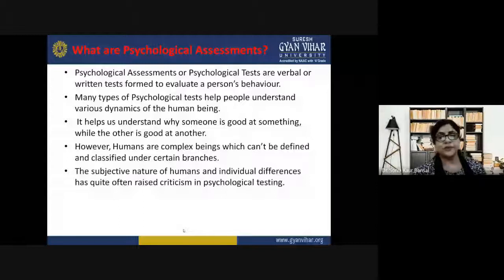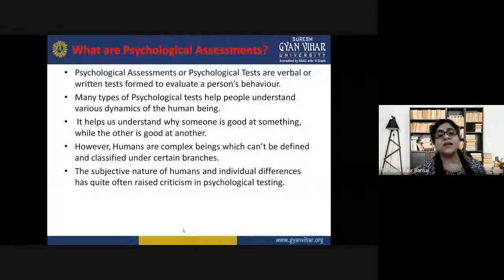Check the personality. What type of personality is the person possessing? Is the person an extrovert, introvert, or ambivert? So it is actually helping you to understand that one is good at something while the other is good at another. So the comparison is also made very easy and very comfortable for the teacher as well as the students.